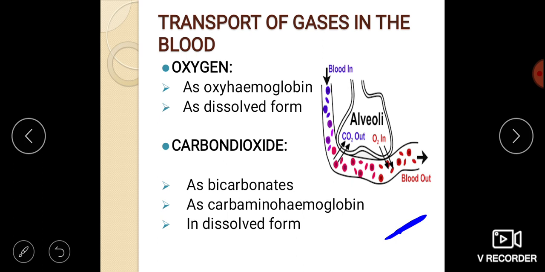Second is the carbon dioxide. Carbon dioxide is formed in the body cells. It is transported from the tissues or the body cells in the blood in the form of bicarbonates, or as carbaminohemoglobin, and in dissolved form. Near about 70 or 71% is transported in the form of bicarbonates, 21-23% is transported as carbaminohemoglobin, and the remaining in dissolved form.